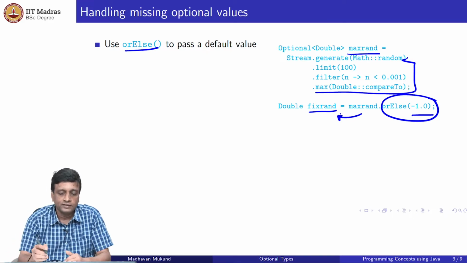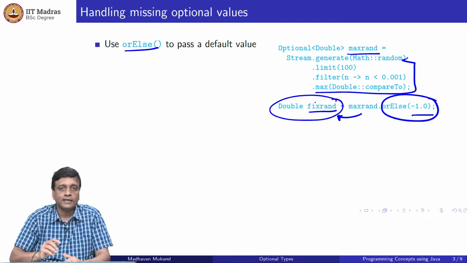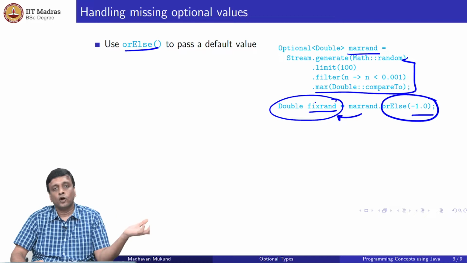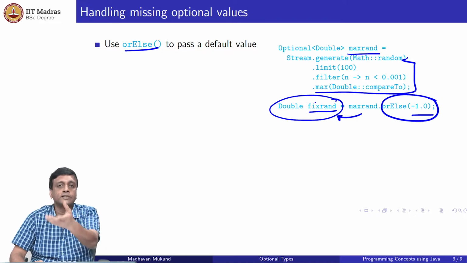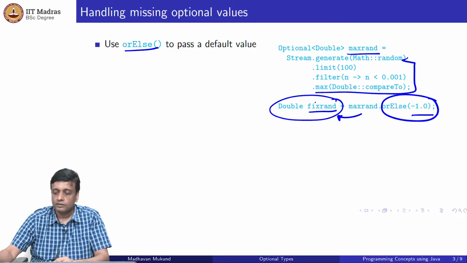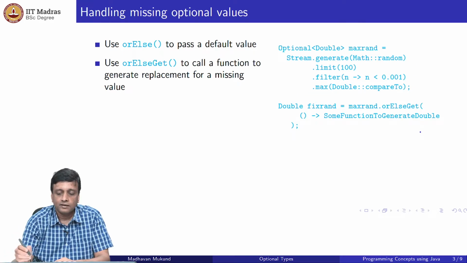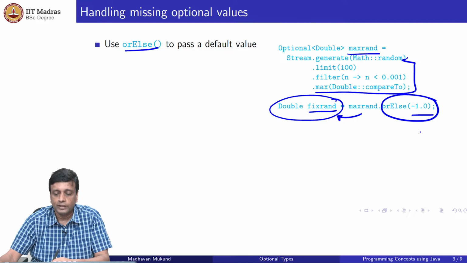So this is a more conventional way of thinking about it. If I got a random value which was minus 1, then I know that it could not have been generated by that, so therefore the stream must have been empty. Instead of providing a fixed value, so there we provided a fixed value, right, minus 1.